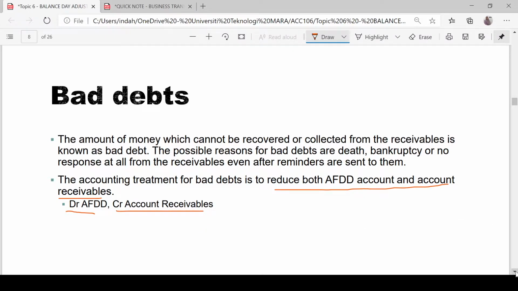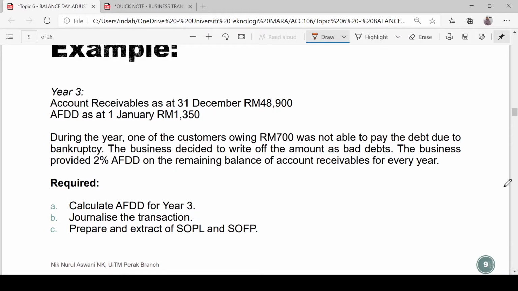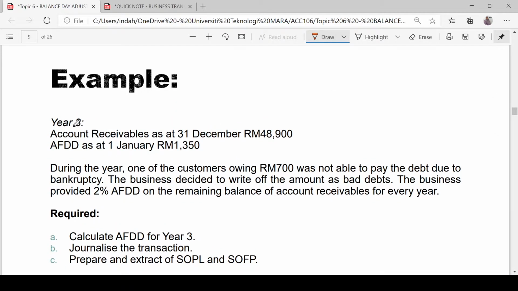So let's look at one example. I'm going to use the same example as before, for year 3, except that in this example I will add bad debts. In year 3, account receivable as at 31st December is 48,900. Allowance for doubtful debt as at 1st January is 1350. So this is the opening balance.